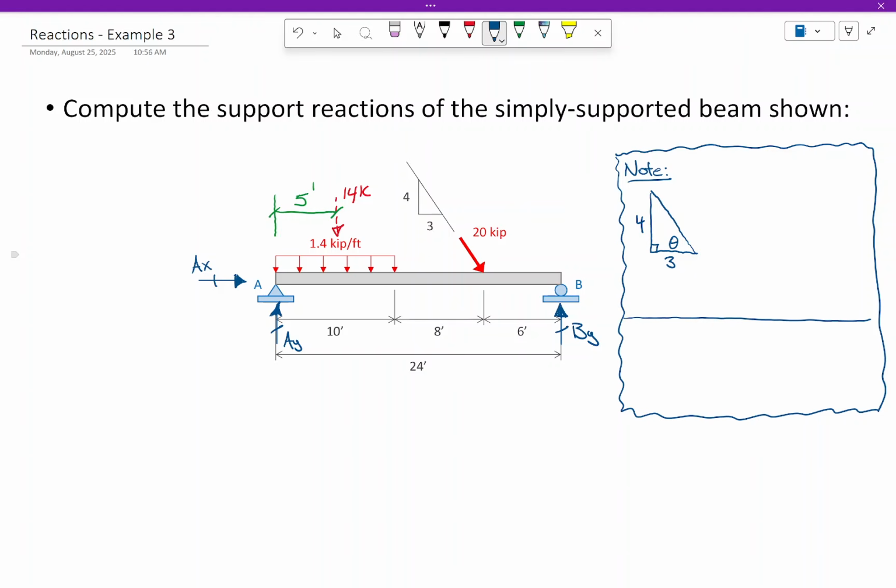So how do I compute that angle? Inverse tangent of 4/3. What is that? Has everybody brought their calculator, FX 115 ES Plus or similar scientific calculator? It should just be at the ready.